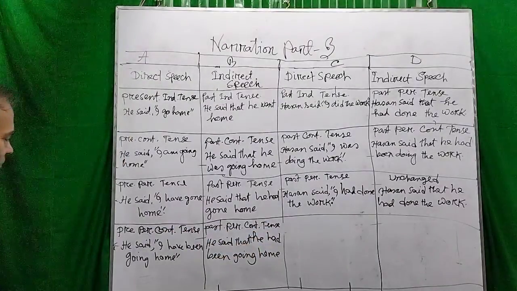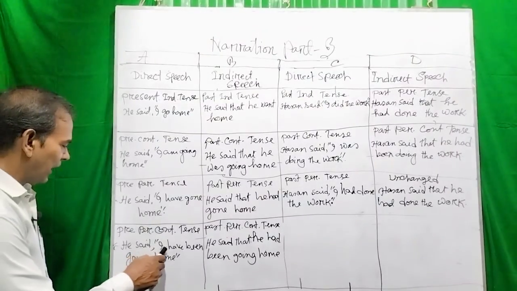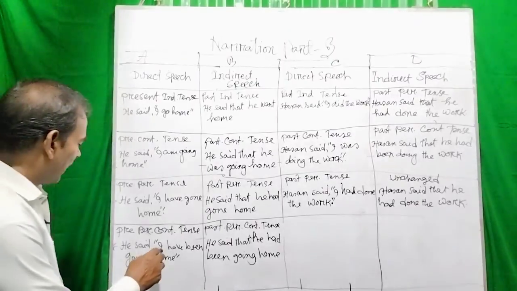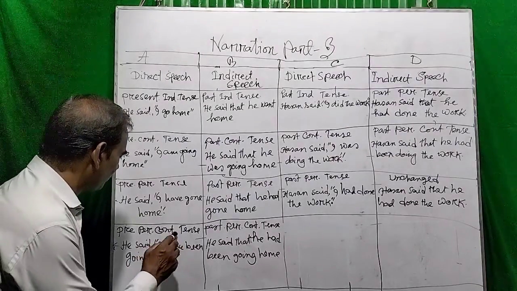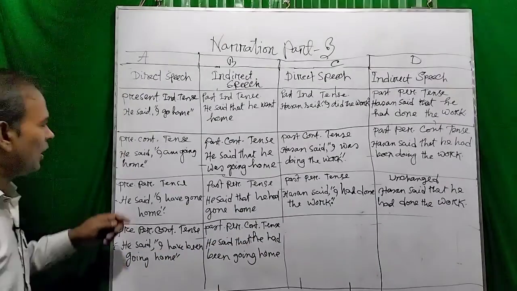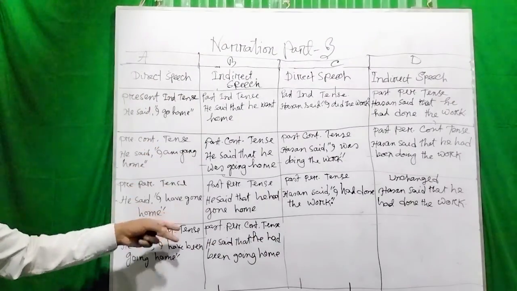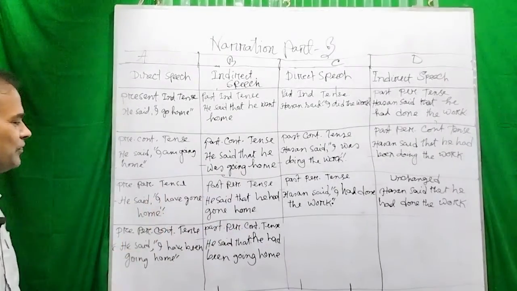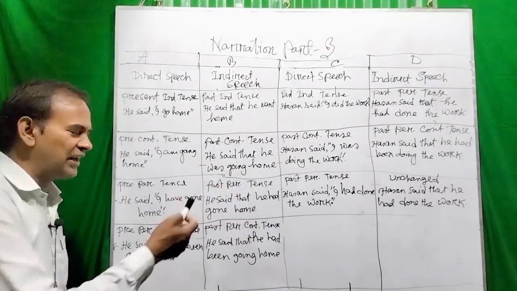Now you see, dear viewers, present perfect continuous tense has been changed into past perfect continuous tense. How I have changed it? He said, I have been going home. So, as usual, I have changed only the V1, that is have, into had. So only one part changes into another form in the indirect speech.